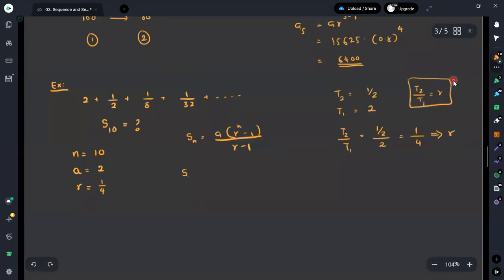Here we need to find the value of S10. The value of a is equal to 2, and we know that the value of r is equal to 1/4, and the value of n is equal to 10. Then minus 1 is there, divided by 1/4 minus 1. Here this is the quantity that we need to find the value of.